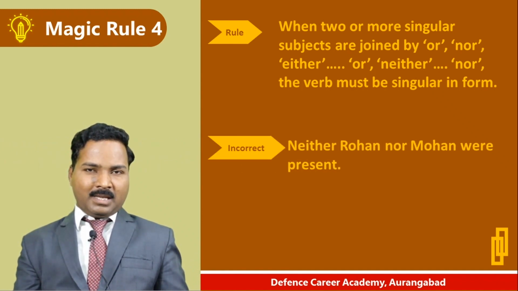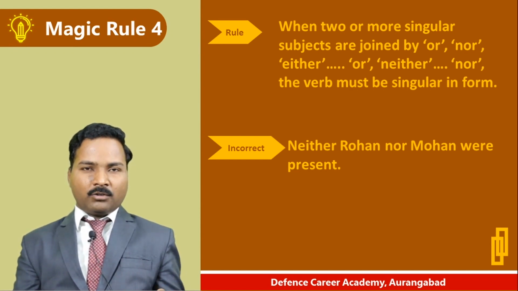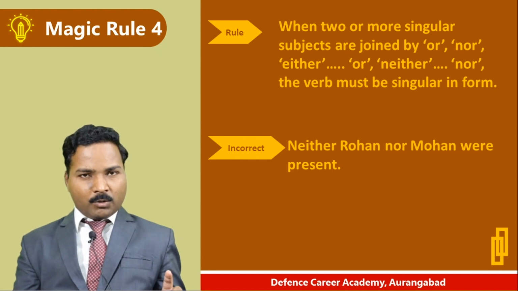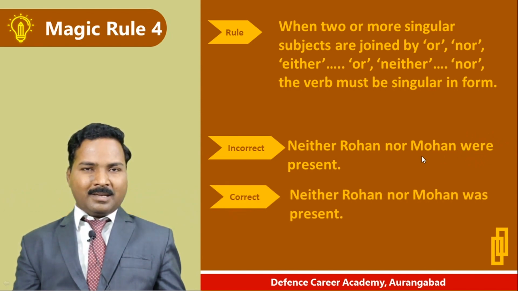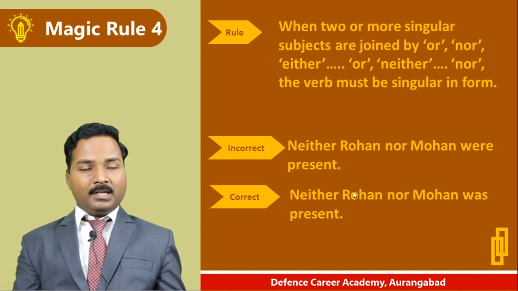You can see in this example that the verb is used in the plural: "Neither Rohan nor Mohan were..." We are talking about both of them, but not collectively. We are talking about both of them individually. When we talk about them individually, remember that the verb should always be singular in form. So here the error is in the use of this verb, in place of which we need to use "was". In this example, you can see that the sentence is corrected and "was" is used, and this is the correct sentence. This kind of grammatical error you can find in spotting error questions.